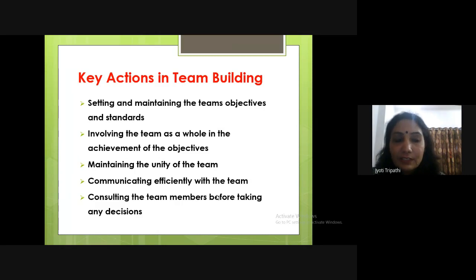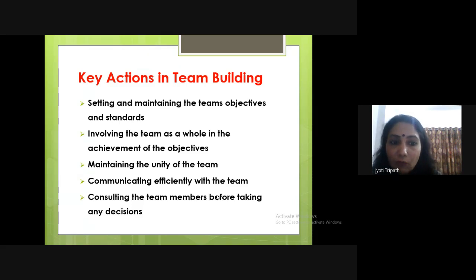Now, the key actions in team building. We have already discussed them in some other ways, but we should look at what the key actions of team building are: setting and maintaining the team's objectives and standards. So yes, the first important thing is what the objectives are, and what standards we are going to follow, pursue and achieve.